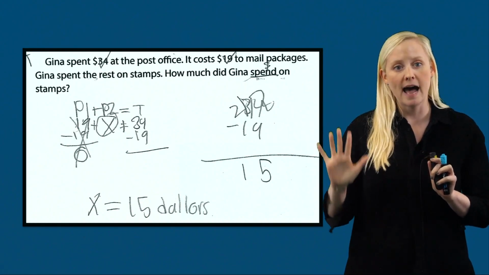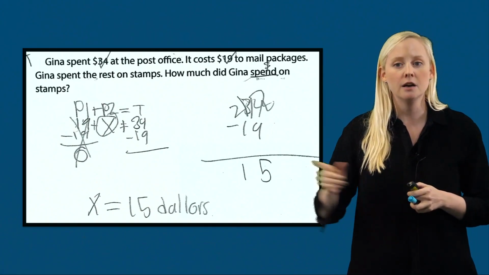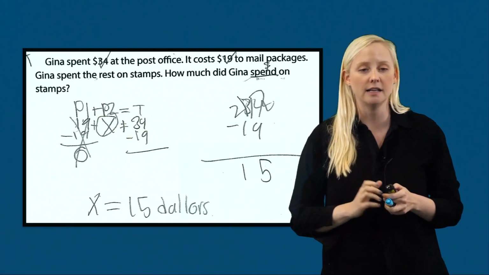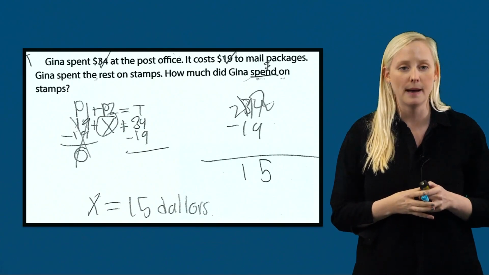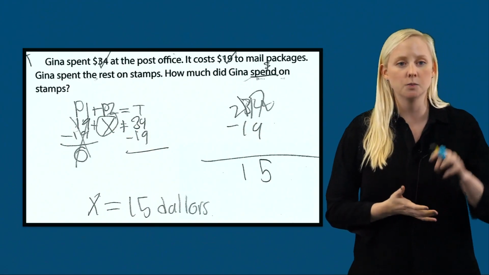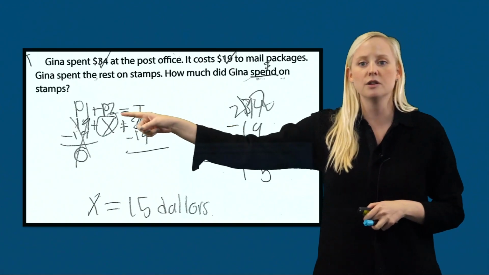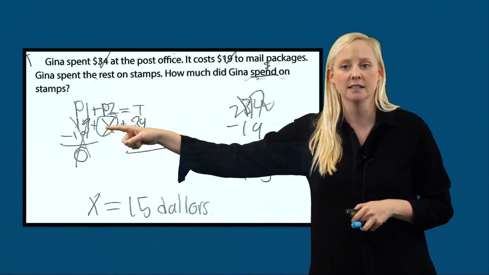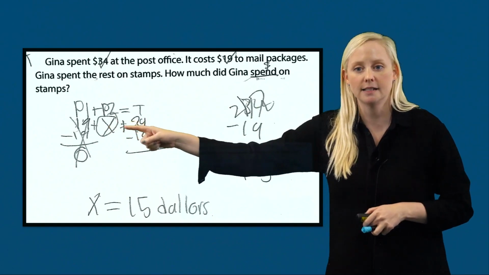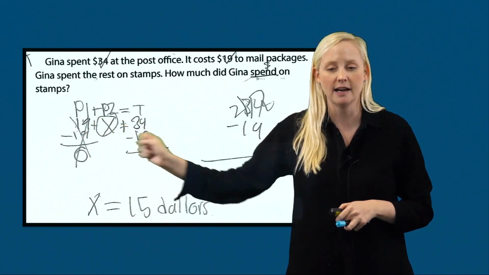She spent money on packages, which is part 1, and stamps, which is part 2. Here the student put 19 because 19 is the amount of money it costs to mail packages, or part 1. Part 2, the student put an X because we don't know how much money Gina spent on stamps. Here again you can see that the student isolated the X, decided that the X was not by itself. If it says plus 19, we have to do a minus 19 to get the X isolated.